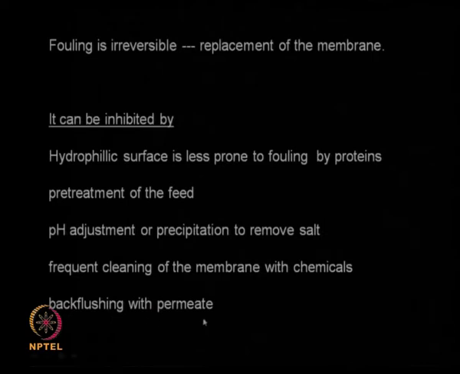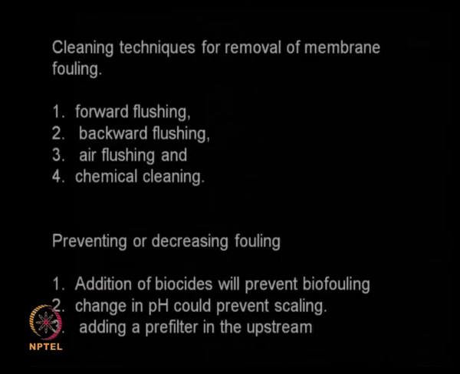Then we can do a back flushing, that means we can send the feed from the opposite direction so that whatever fouling has taken place will get dislodged and removed from the surface of the membrane. So there are many ways by which we can do a flushing. We can do a forward flushing, we can do a backward flushing, we can use air flushing, that means we can just pass air so that the foulants that have settled get dislodged. We can use chemical cleaning, so all these can be done.